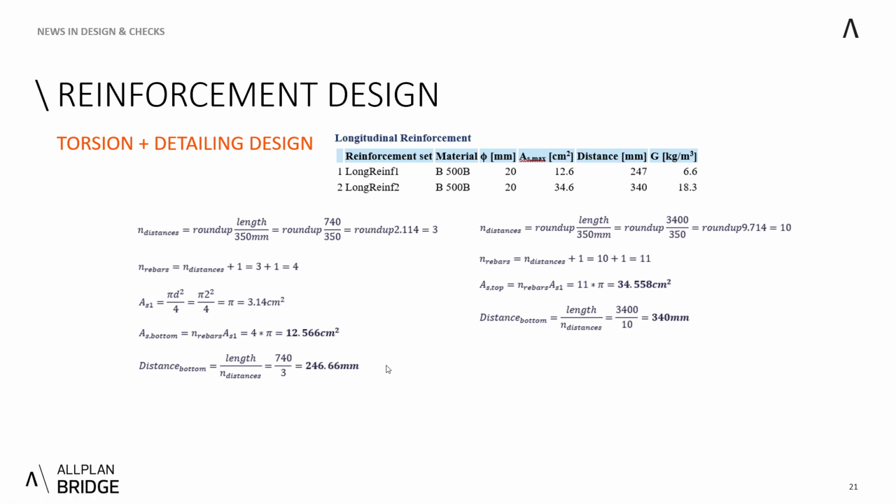On the right side of this slide, there is the same situation just for the top reinforcement set. So we have 3.4 meters resulting in 10 needed distances, or 10 spacings. Therefore, we need 11 rebars, and the area at the top reinforcement set is 34.56, which you can see here, and also the distance is 340 millimeters, which can be seen here. As I explained, those values overruled the needs of the torsion itself.